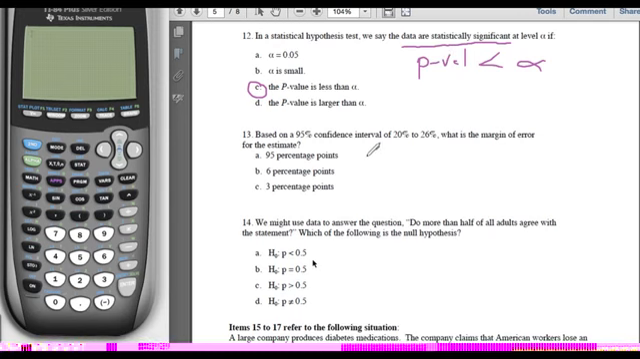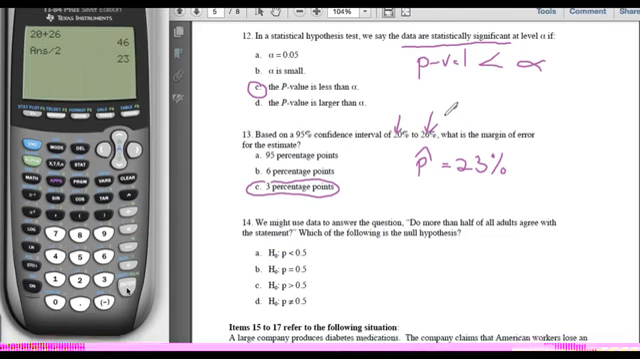Number 13, based on a 95% confidence interval of 20% to 26%, what is the margin of error for this estimate? Well, p hat would be 23%. That's right in the middle of these two. If you add those together and divide by 2, that gives me my estimator. And then I can see the margin of error has to be choice C, 3 percentage points. If you take 23% and subtract 3, it would give you this 20% on the lower end. If you take 23 and add 3, it would give you this 26% on the upper end.